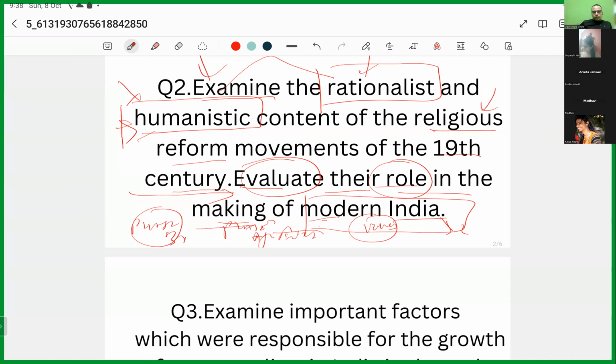Sir, for the keyword evaluation in this question, I wrote positive and negative impact of religious reform. Is it correct? See, evaluate their role in modern India, not the impact of the social reform. Whether they contributed something or not, the question was about that, Ayushi. We don't have to evaluate the reforms, but if you have evaluated their contribution in modern India, it is fine.